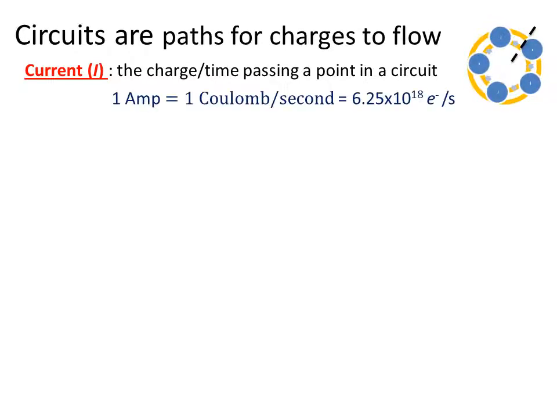The unit of current is amps. 1 amp is equal to 1 coulomb per second. That is 6.25 times 10 to the 18th electrons per second. So for 1 amp of current going around a circuit, there would be quite a few electrons going around a circuit per second.